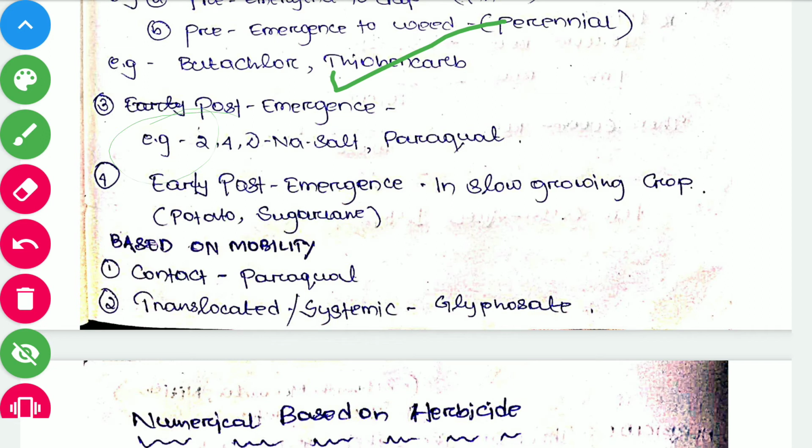In the next we will discuss early post emergence. There are some crops like potato and sugarcane that grow very slowly, meaning their planting part will germinate in at least around 3 to 4 weeks. So during this period there may be chances of weed growth. In this situation we go for applying herbicide. Such a situation is called early post emergence, and mainly for crops like potato and sugarcane we use early post emergence herbicide.